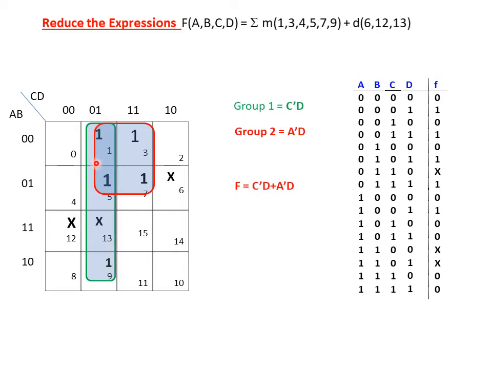Now let's see how we group these 4 into one group. These three ones along with the don't cares make 4 combinations. So now the expression is reduced with the help of these don't care combinations. The expression for this one is E bar D, and for this one the expression is A bar D.